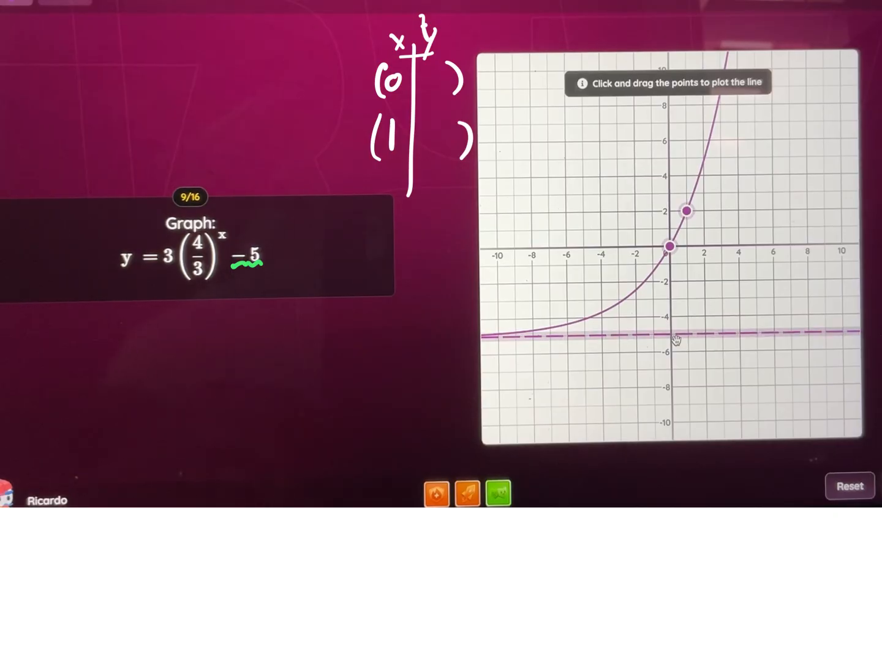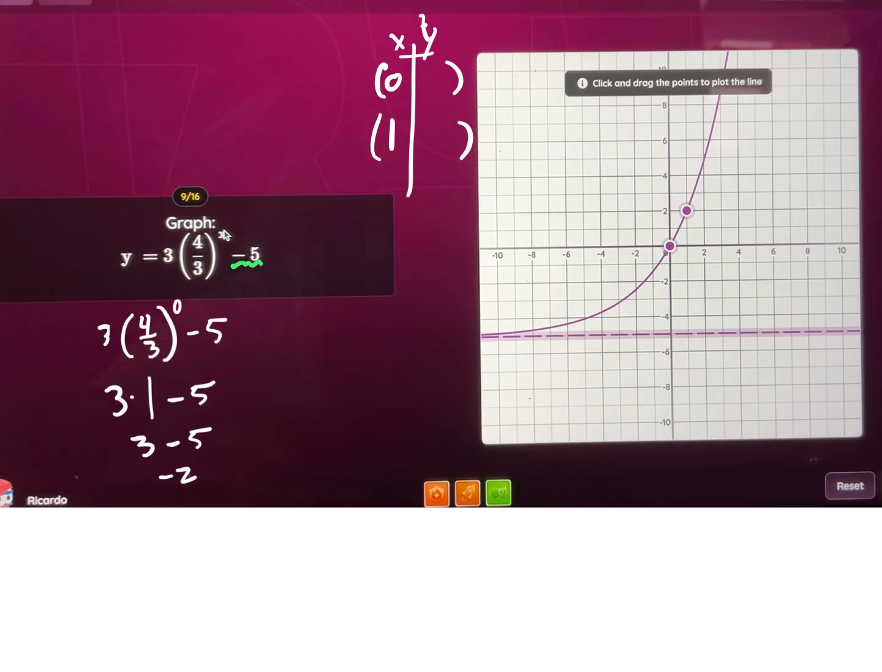There it is. And now, again, go to your xy table, plug in 0. You could use a calculator, type in 3, parentheses, 4/3, close parentheses to the power of 0 minus 5. But we should all know that 4/3 to the power of 0, anything to the power of 0 is 1. So you really have 3 times 1 minus 5. So 3 times 1 is 3. 3 minus 5 is -2. So when you plug in a 0, you get out a -2. So let's go to the location 0, -2. I've moved that from the 0, 0 to the 0, -2.